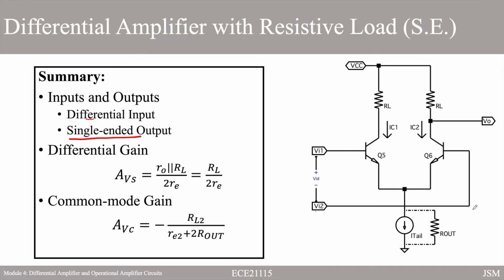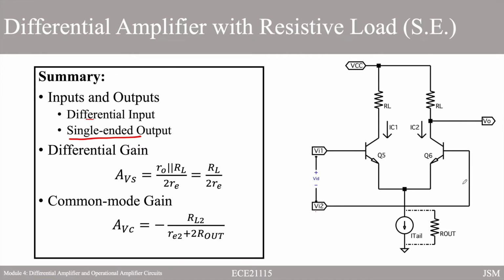And the differential gain is RO in parallel with RL over 2RE, or if RO is high enough, siya ay RL over 2RE. And the common mode voltage gain is negative RL2, so yung RL sa half circuit number 2, over RE2 plus 2R out, dahil ang kinonsider lang natin when deriving the common mode voltage gain is the half circuit number 2.